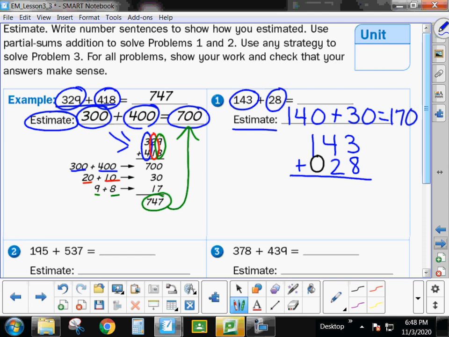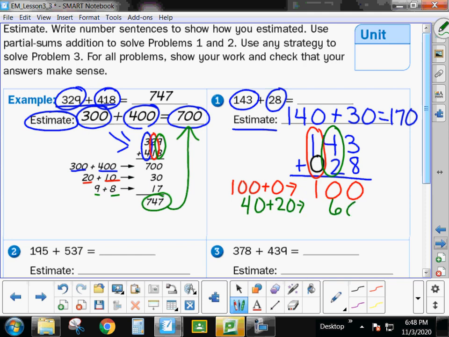Okay, now let's do this together. So let's add the digits in the hundreds place. We have 100, and then we have a 0. So 100 plus 0, my answer is just going to be 100. And then I'm going to add up my digits in the tens place. So I have my 40 plus my 20. 40 plus 20 is 60. Make sure that you write it in the correct place.